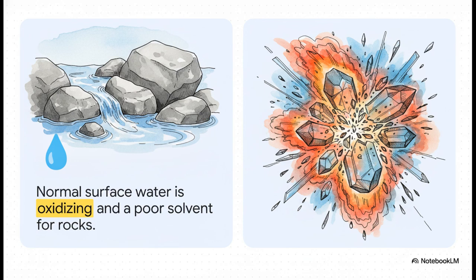But why is that moniker so far more appropriate for the supercritical water that was released in this event? Well, normal surface water is oxidizing, and it's actually a famously poor solvent for silicate minerals. It just doesn't easily dissolve solid rock. But under these extreme conditions, water's dielectric constant drops dramatically, meaning its electrical properties fundamentally change. It becomes highly ionized and chemically aggressive, easily dissolving silicate minerals and crustal rock right into itself. It literally becomes the ultimate extreme solvent.